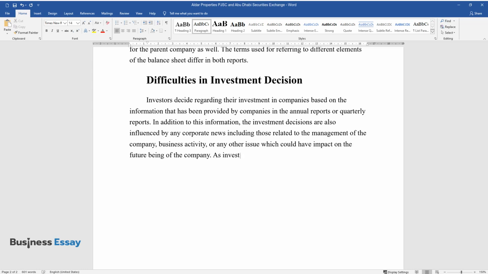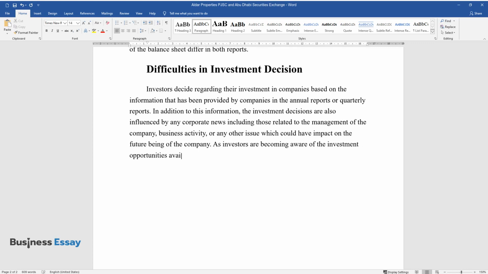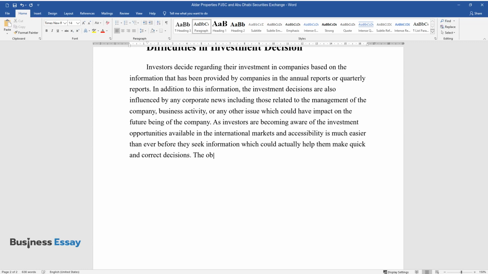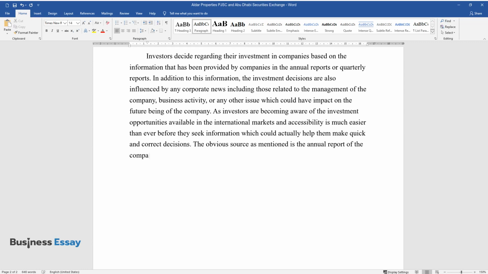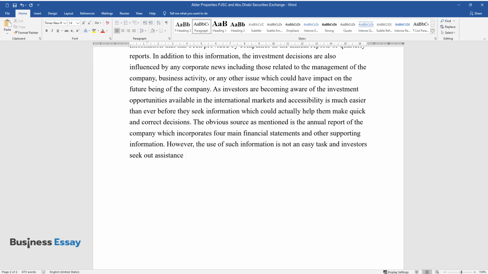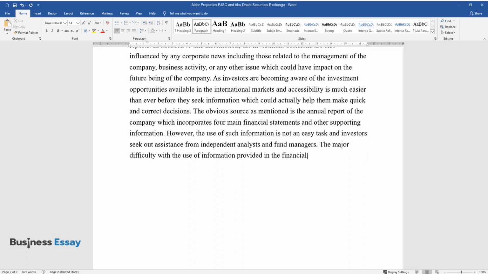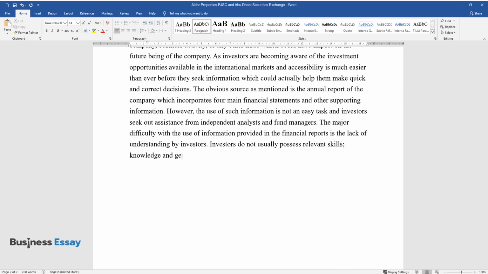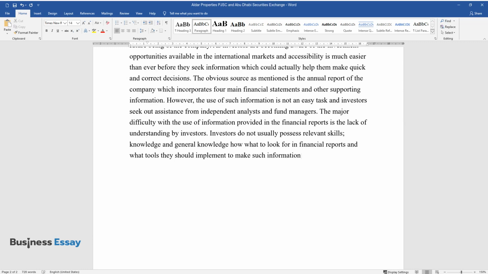As investors are becoming aware of the investment opportunities available in the international markets, and accessibility is much easier than ever before, they seek information which could actually help them make quick and correct decisions. The obvious source, as mentioned, is the annual report of the company, which incorporates 4 main financial statements and other supporting information. However, the use of such information is not an easy task, and investors seek out assistance from independent analysts and fund managers. The major difficulty with the use of information provided in the financial reports is the lack of understanding by investors. Investors do not usually possess relevant skills and knowledge of what to look for in financial reports and what tools they should implement to make such information more meaningful to them.